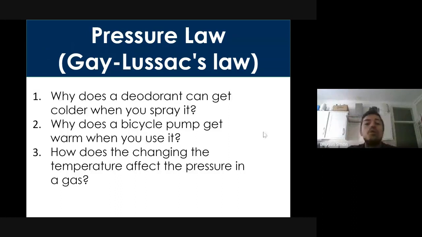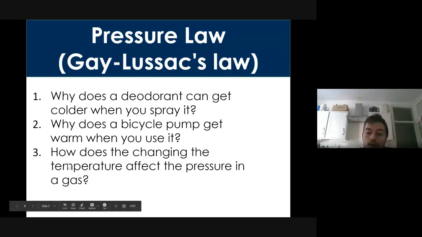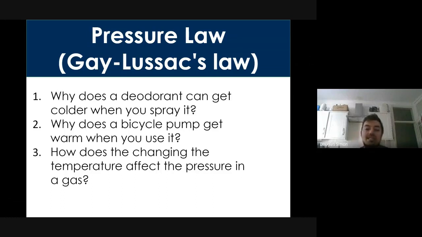A bicycle pump getting warm when you use it is the opposite. We are compressing the gas. We are decreasing the volume. We are increasing the pressure. And that means the temperature is going to go up. We are supplying energy to it to force it all into a small space. And so effectively the energy from our arm as we pump the bicycle pump is going into the kinetic energy, and therefore the temperature of the gas particles. And then hopefully, of course, you will know that increasing temperature increases the pressure in a gas.